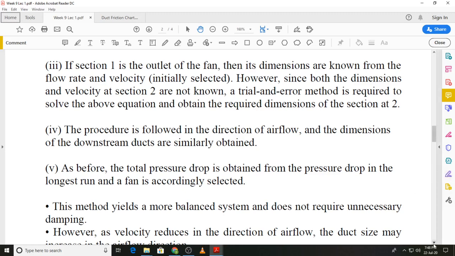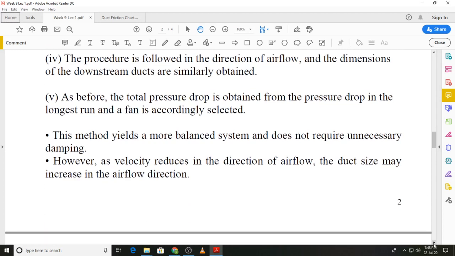So the advantages of the static regain method is that it gives us a more balanced design, and unnecessary damping is reduced. And as I had said earlier at the beginning, because we are successively reducing the velocities, the duct size may increase in the airflow direction, because at some point we might have a large pressure drop if we do not increase the duct size. So that could be a possibility.